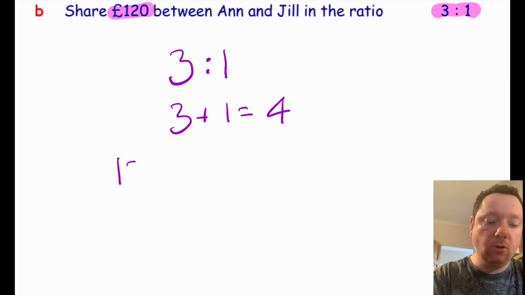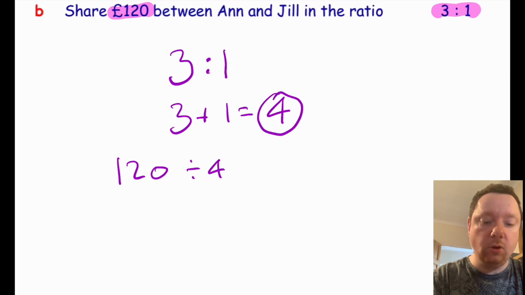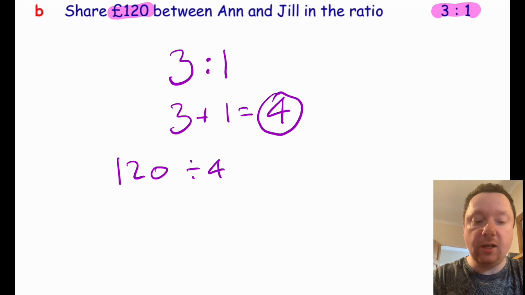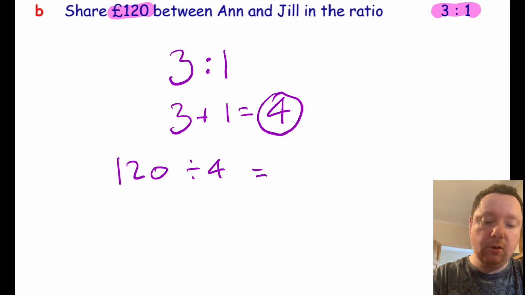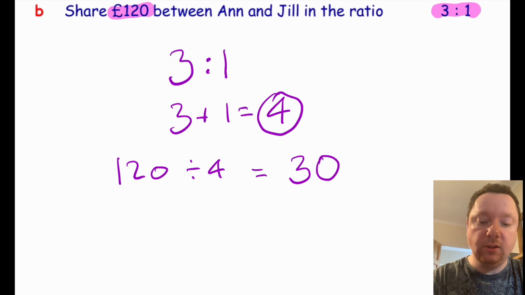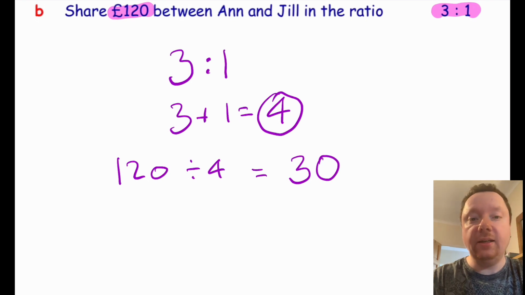So I take my 120 and divide by 4. Remember, 4 is our key number. We get that by just adding the ratio. You can use a bus stop if you want, but 4 goes into 12 3 times. 4 goes into nothing 0 times. So I need to do it 30 times.